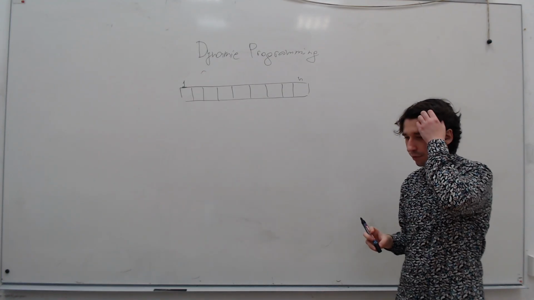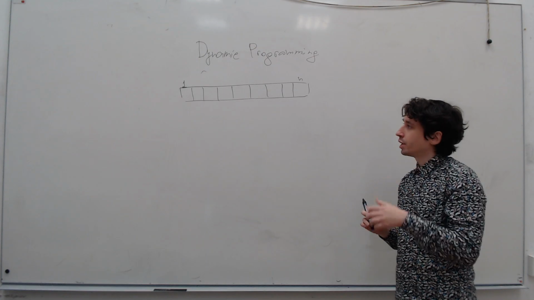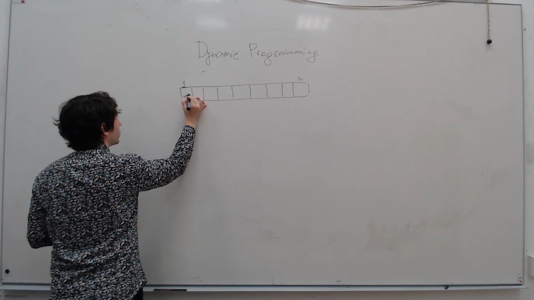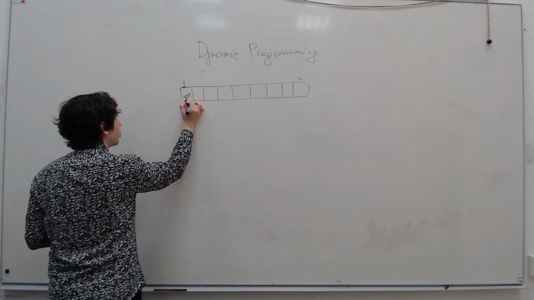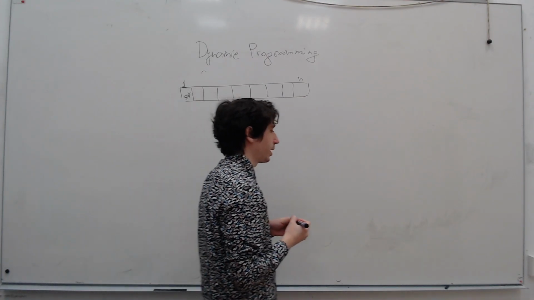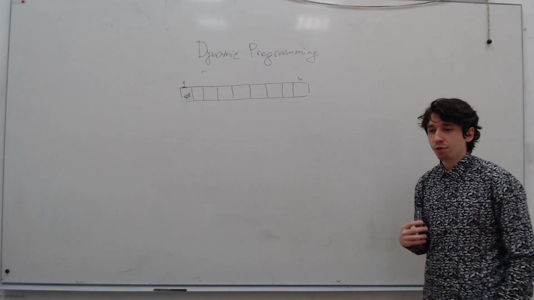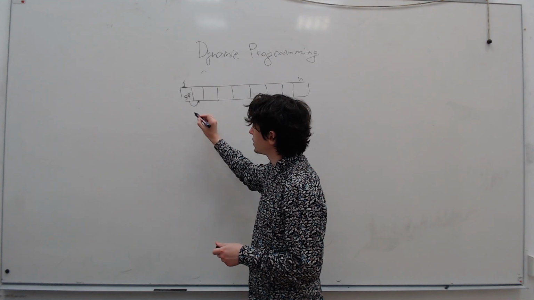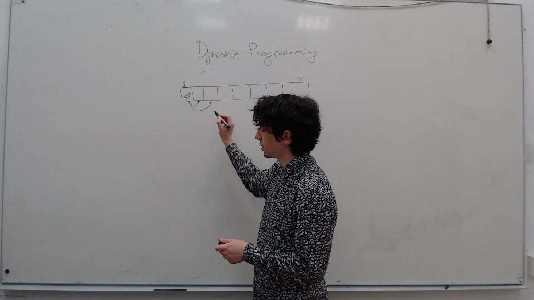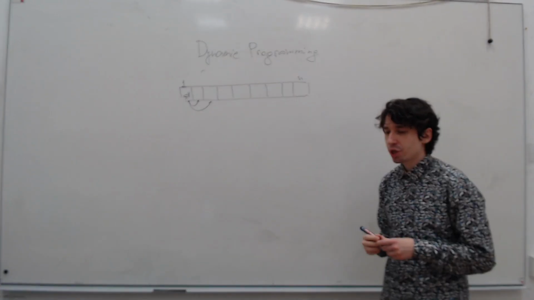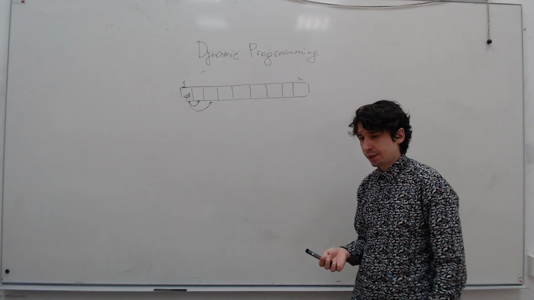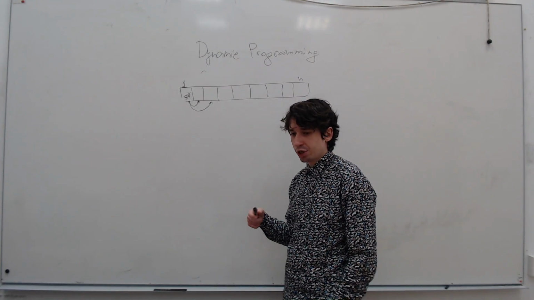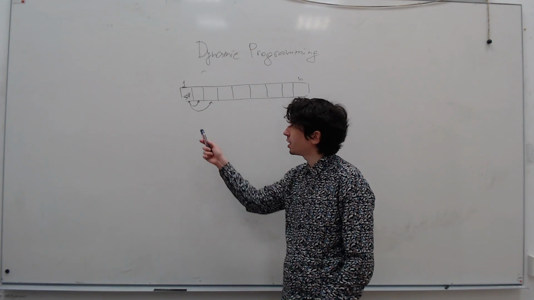So you have a row of cells from 1 to n, and you have a grasshopper here. I'm not very good at drawing, but let it be something like that. We have a grasshopper, and during one turn, the grasshopper can jump one cell or two cells. And the question is, in how many different ways can the grasshopper jump from 1 to n?